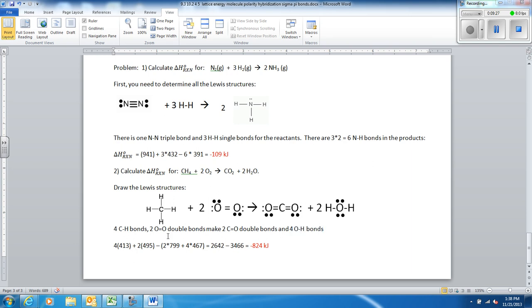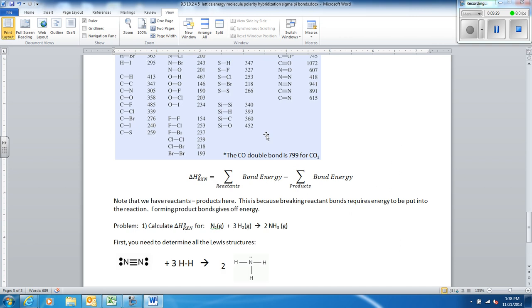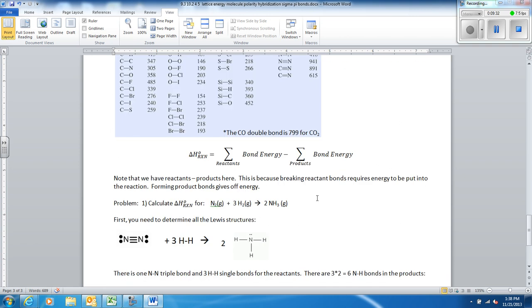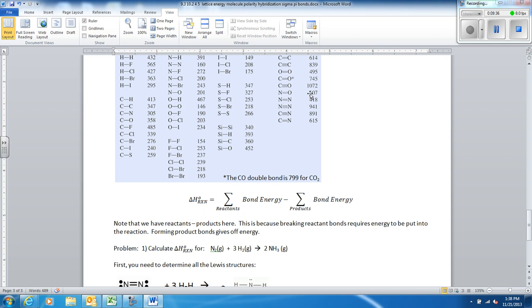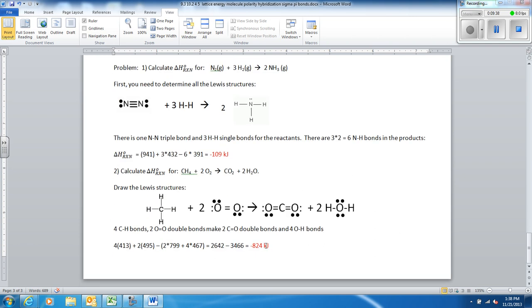We look up the values for the different things in the chart right here. And notice that the CO double bond is 799 for CO2. There are little asterisks there. So be careful when you're subtracting your products. Some people forget to subtract this second part. And there's your answer. And that's it for today.